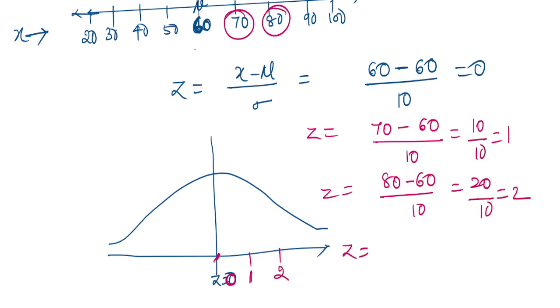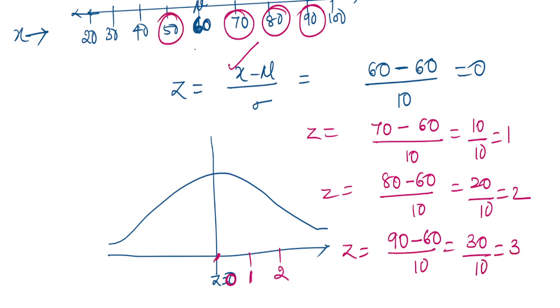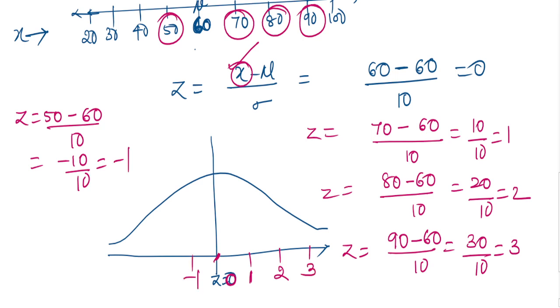For the next value 90, x is 90 now. So in this formula we are substituting x as 90. 90 minus 60 divided by 10, which is 30 divided by 10. So it gives 3. Now similarly for 50, again substituting the value of x as 50. So z becomes 50 minus 60 divided by 10, which is minus 10 by 10, it gives minus 1. So earlier the value was 3, now it is minus 1 on the left hand side.